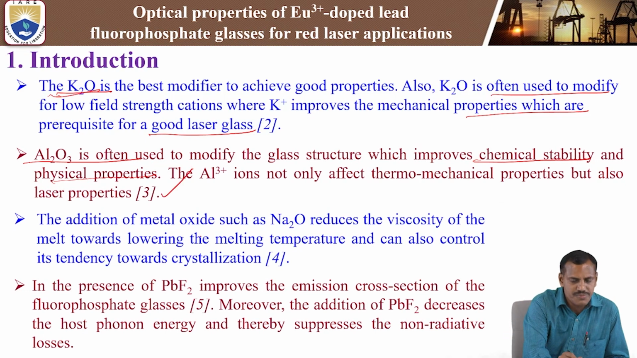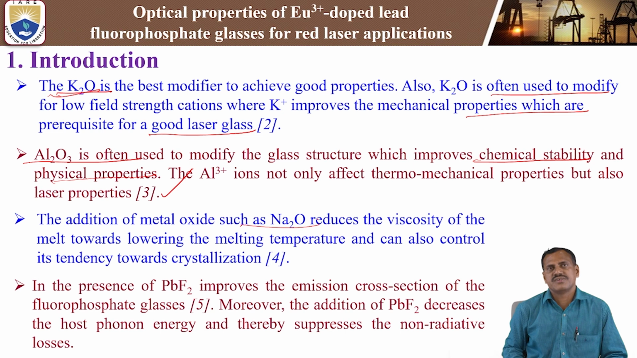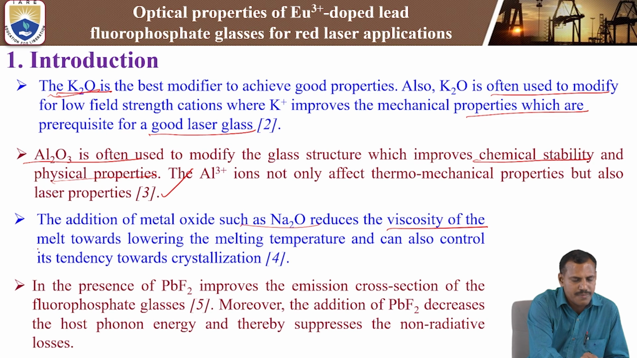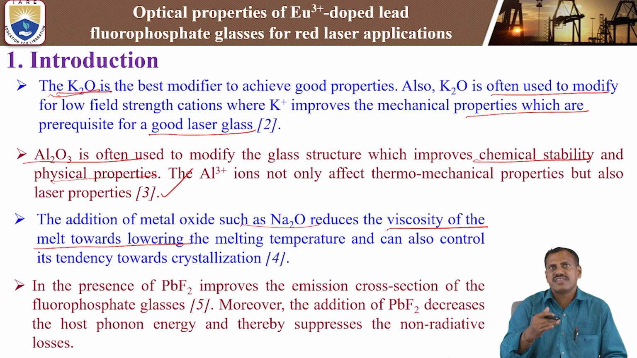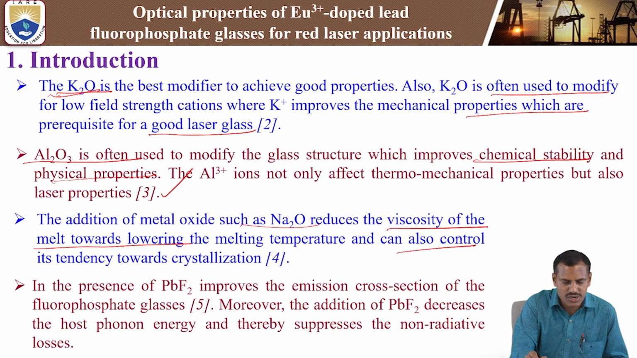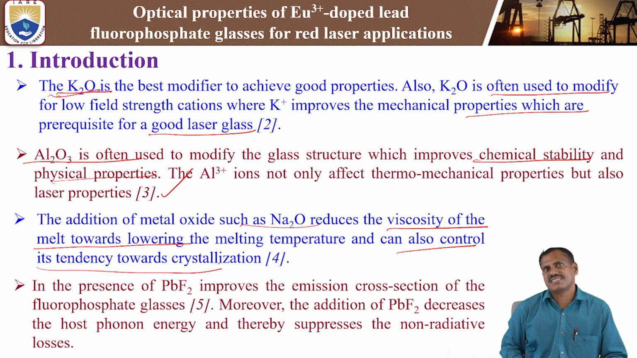Next, the addition of metal oxides such as sodium oxide. Whenever sodium oxide, Na2O, is used in host glasses, it reduces the viscosity of the melt, thereby lowering the melting temperature from high to low, for example from 1400 degrees centigrade to 1200. It can also reduce the tendency towards crystallization.